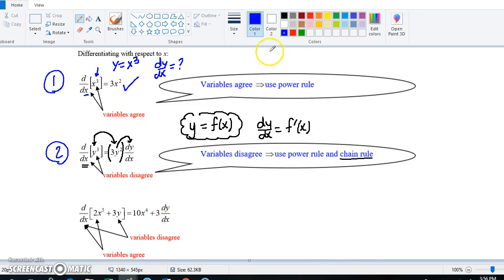Here's our third example. I have two pieces. In the first piece, the x variables agree. I take the derivative just as I normally would using the power rule, and I get 10x to the fourth. The second term, 3y, does not have a variable x, so these variables disagree. I'm going to differentiate 3y with respect to x using the power rule. I get 3, and here this dy dx is the result of taking the derivative of y with respect to x, the chain rule.